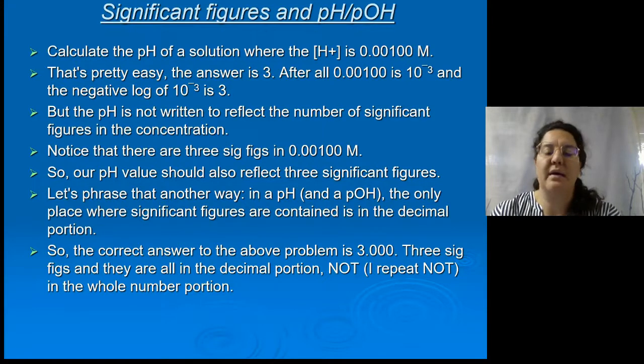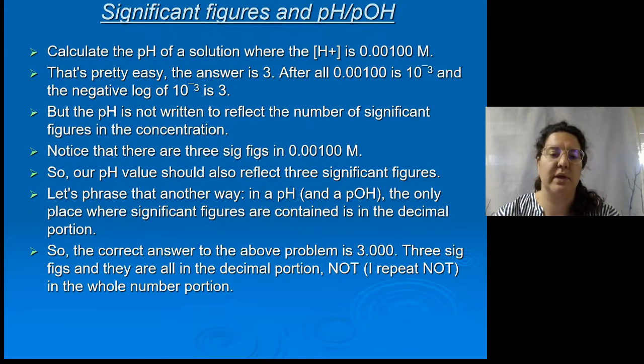So we can also calculate the pH of a solution where we're given the hydronium ion concentration. We can easily do this if we have a 1 followed by zeros, because we have to do times 10 to the negative 3. Because of negative log, the answer would be 3. But pH is not written to reflect the number of significant figures in the concentration. So our pH value should also reflect 3 significant figures.